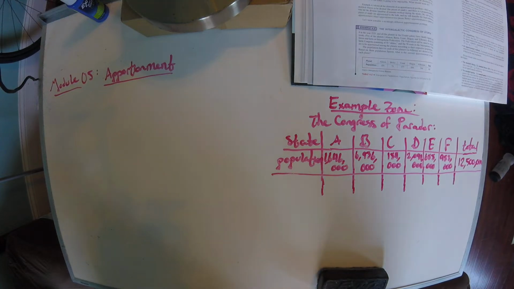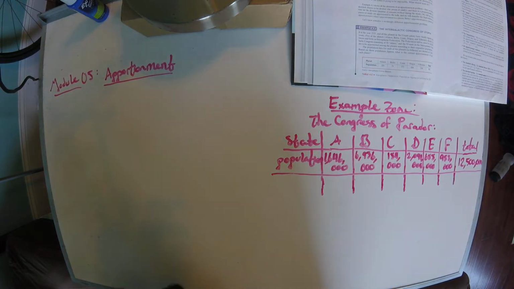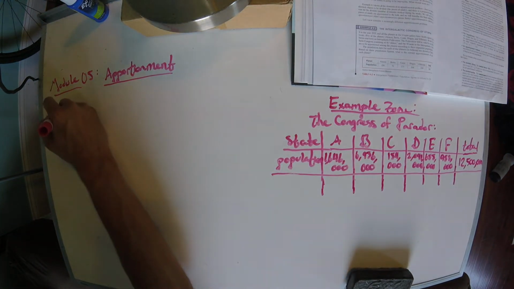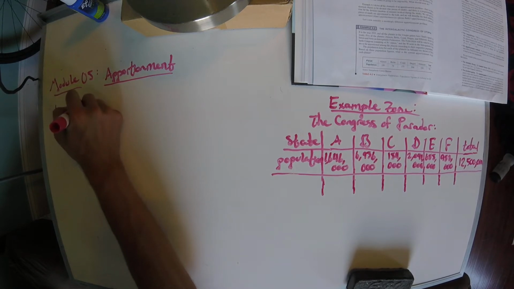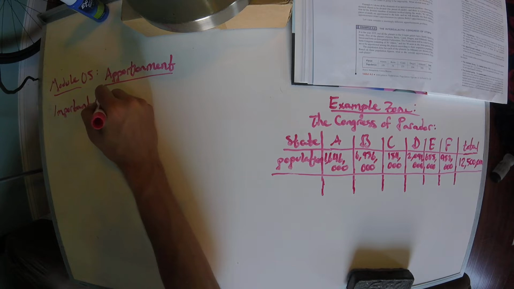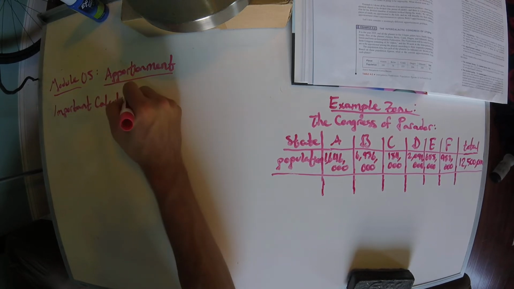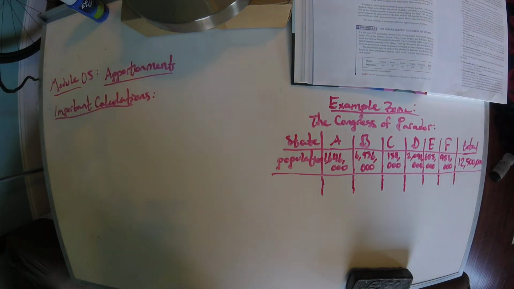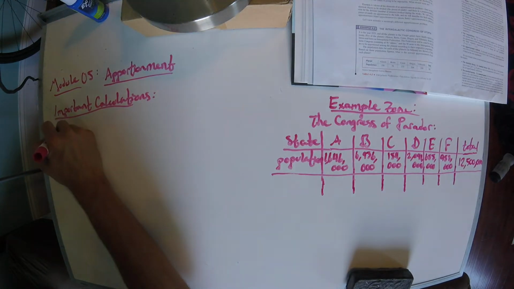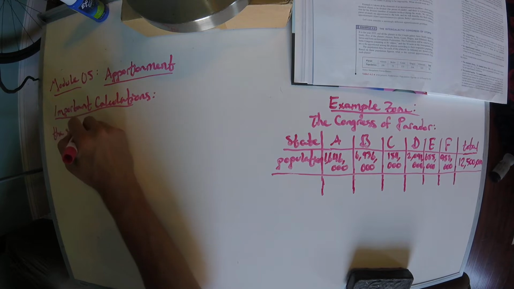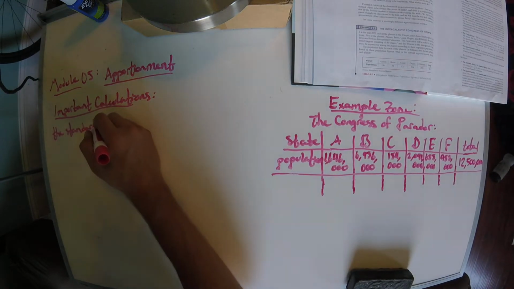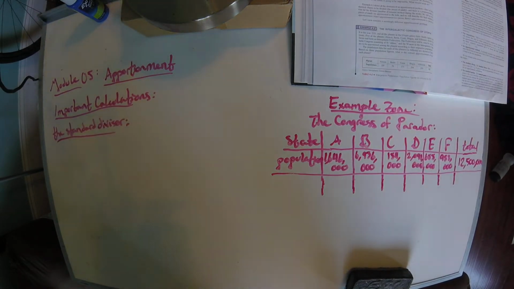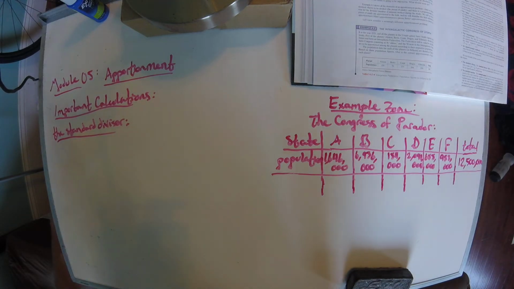So before we jump into tackling this example, there are a couple more things I have to define, and those are just some calculations that are going to be important to us. So these are important calculations. Cool. So the first is just what's called the standard divisor. And this is the ratio of total population to seats.